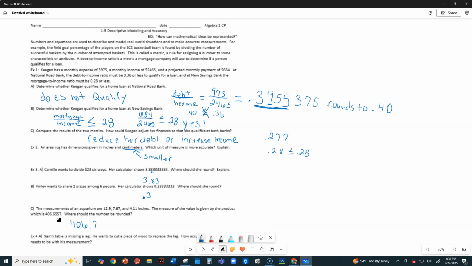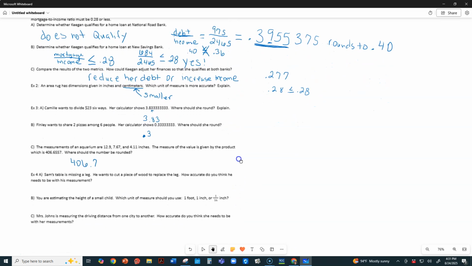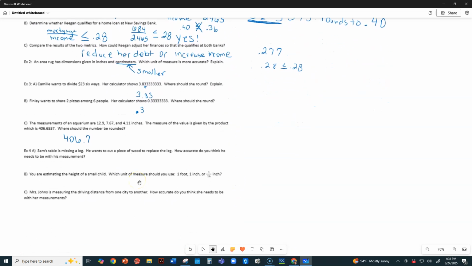Sam's table is missing a leg. He wants to cut a piece of wood to replace the leg. How accurate do his measurements need to be? Well, if he wants a stable table, it needs to be very accurate. Otherwise, what's going to happen to his table? It's going to lean or it's going to rock. Y'all have been on those tables that shake, and that's very aggravating. It needs to be precise. Very precise, or the table will wobble.